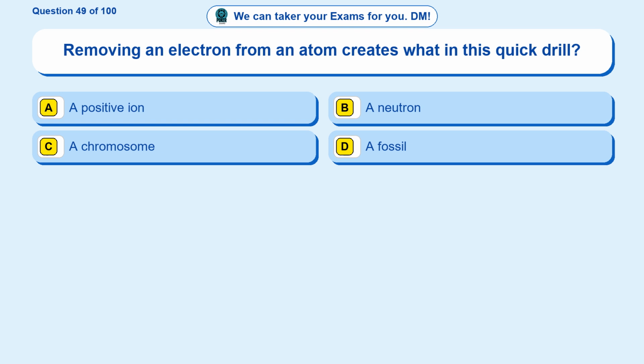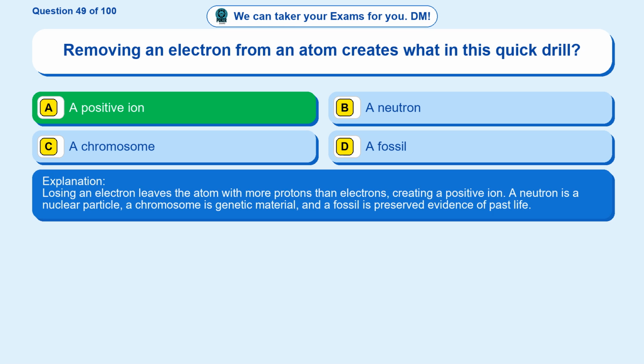Question 49. Removing an electron from an atom creates what in this quick drill? Option A. A positive ion. Option B. A neutron. Option C. A chromosome. Option D. A fossil. The correct answer is option A. A positive ion. Losing an electron leaves the atom with more protons than electrons, creating a positive ion. A neutron is a nuclear particle, a chromosome is genetic material, and a fossil is preserved evidence of past life.